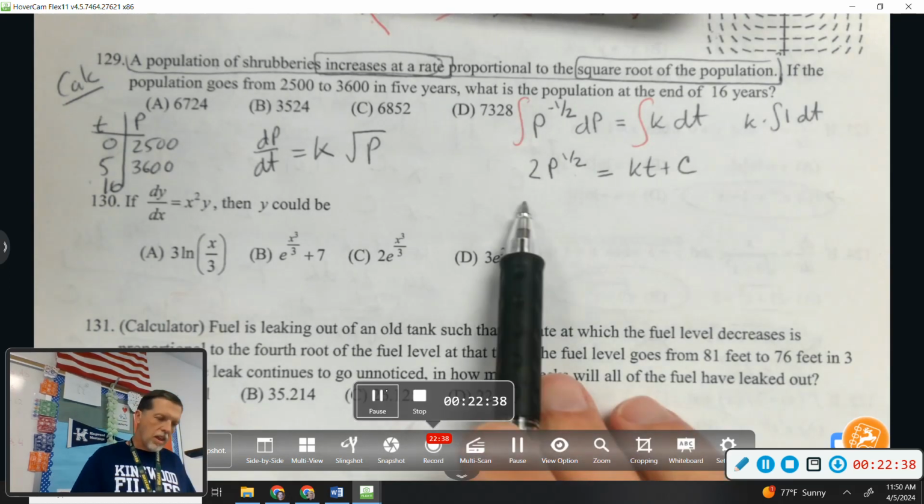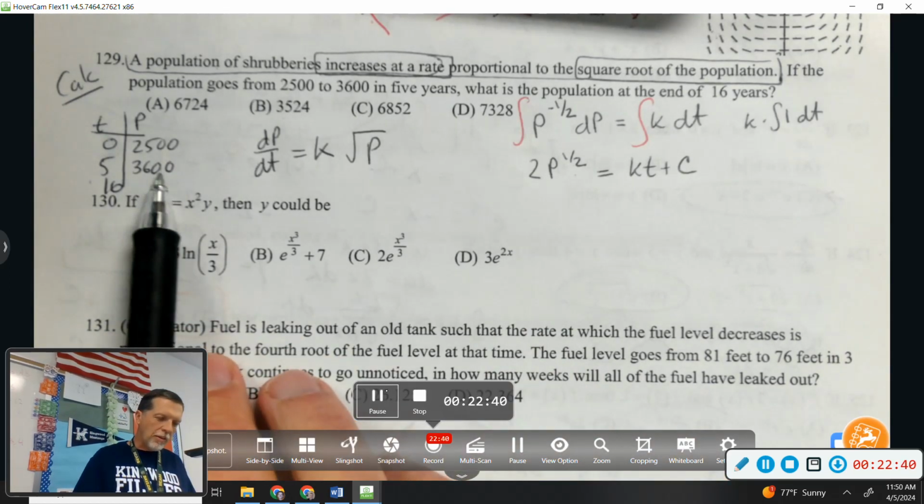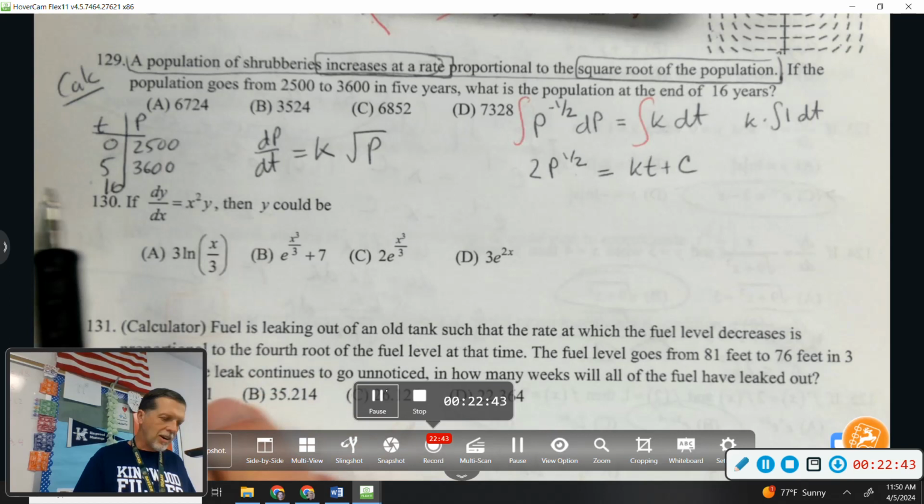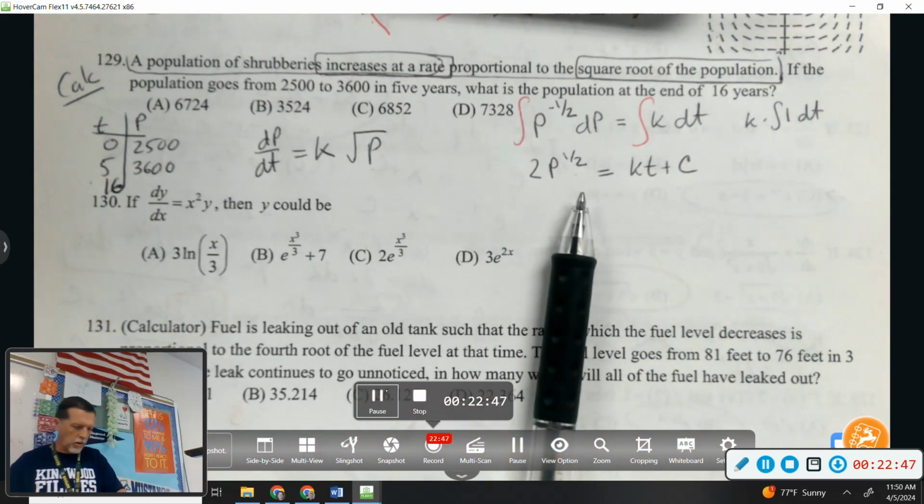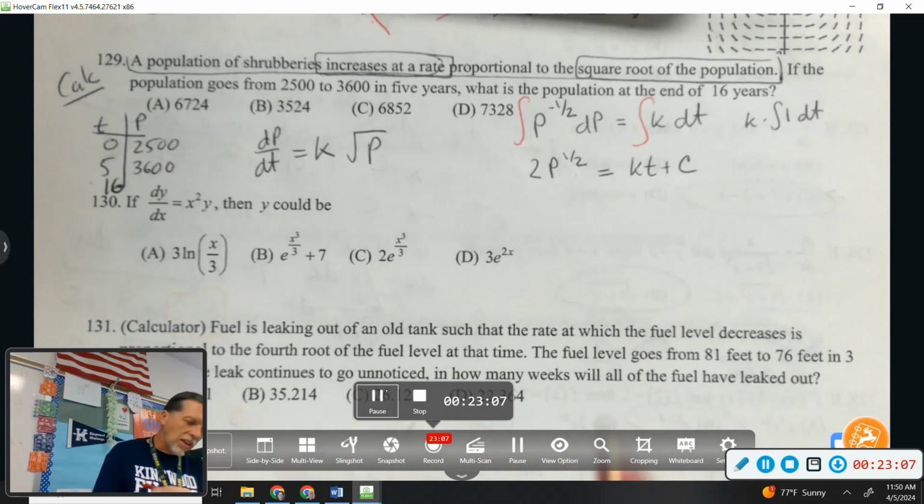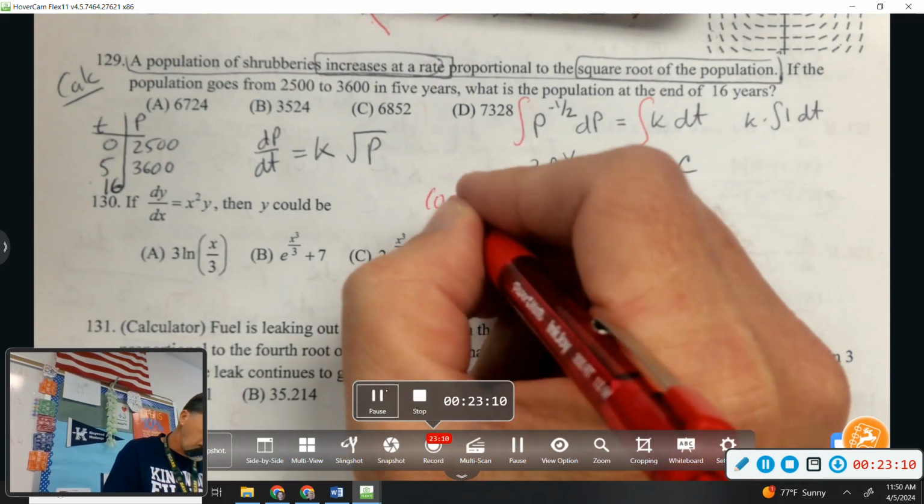Okay, I've got 2 pieces of information that will help me find k and C. Then I'll plug in 16. This is the point where I can solve for p and then plug in, or I can plug in first and then solve for p later. I think you avoid some algebra if you plug in now. So it doesn't look great, but that's okay. Let's plug in now and maybe save ourselves some algebra headaches.